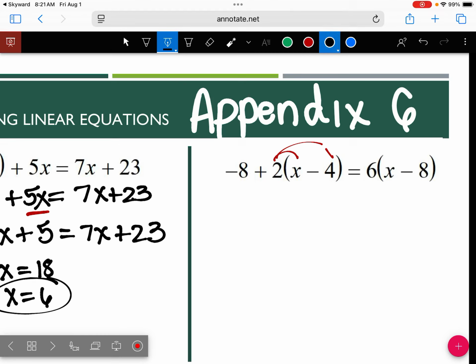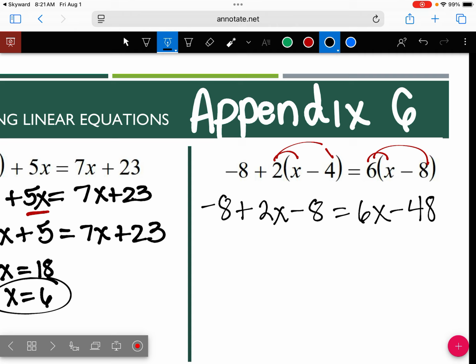That, you get -8 plus 2x minus 8. And then when you distribute here, you have 6x minus 48. Your next steps will be to combine your like terms. And when you add -8 and -8, you should get -16.